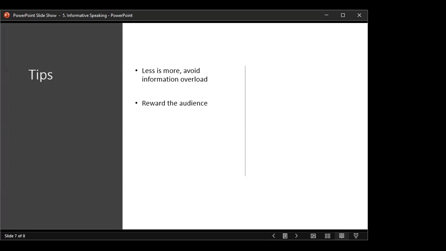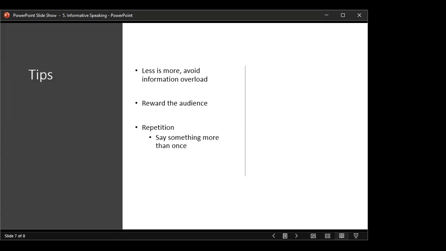Number two is reward the audience. And I don't mean Oprah here, right? You get a car, you get a car, you get a car. I mean, think about how you can make that information beneficial to your audience. Make it so that they want to listen to you. You are rewarding them essentially for listening by making that information beneficial to their life.